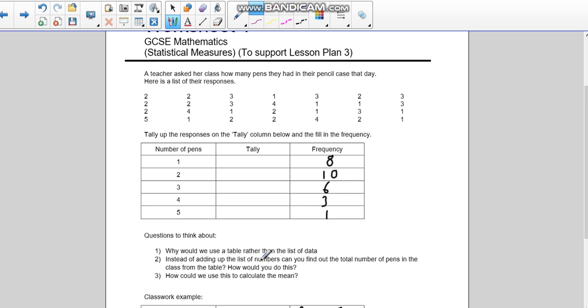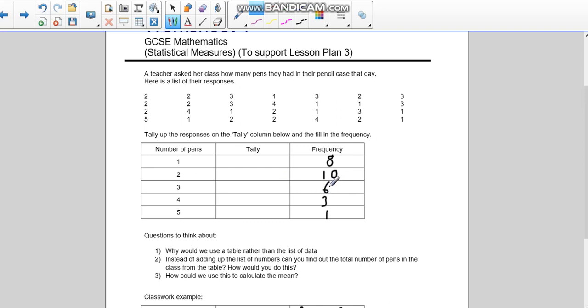Instead of adding up the list of numbers, can you find the total number of pens in the class from the table? So, okay, we could find the total number of pens just by adding all these numbers up, but that will take us a long time. But once we're in the table, I know 8 people only had 1 pen. So how many pens is that in total? Well, that's 8 pens. I know that 10 people had 2 pens. Okay, so that's 20 pens in total.